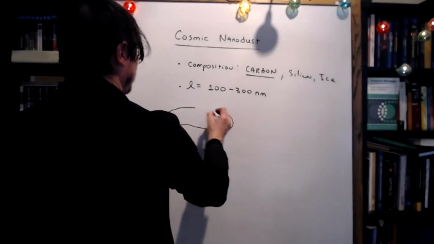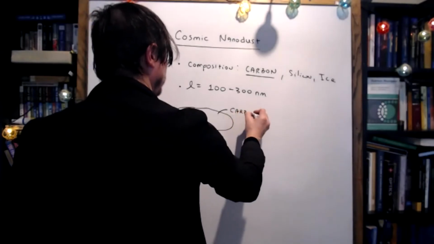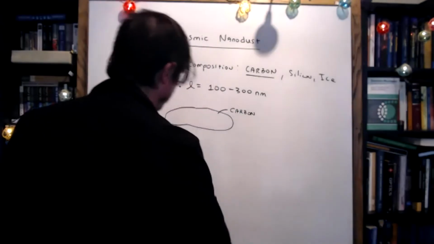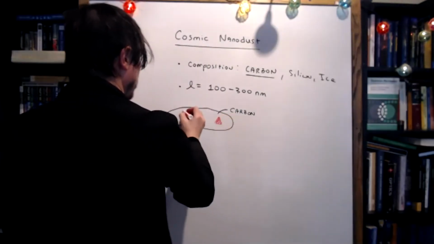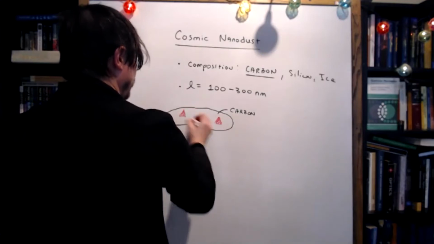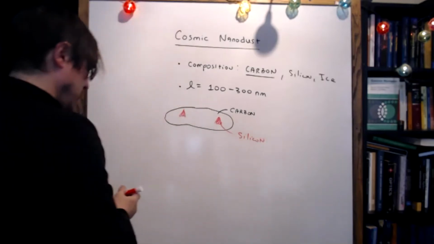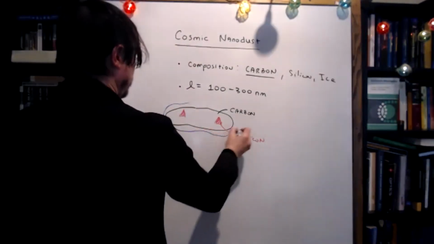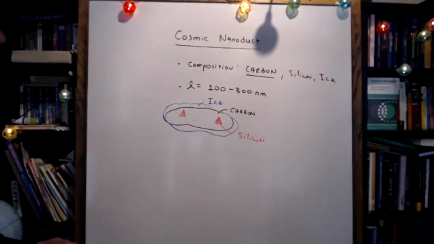So they sometimes have oblong shapes, okay? So this is carbon. There might be chunks of silicon inside. And I'll give you some examples of what this stuff is. So this could be bits of silicon. And there could even be a little sheath of ice around it, something like that.